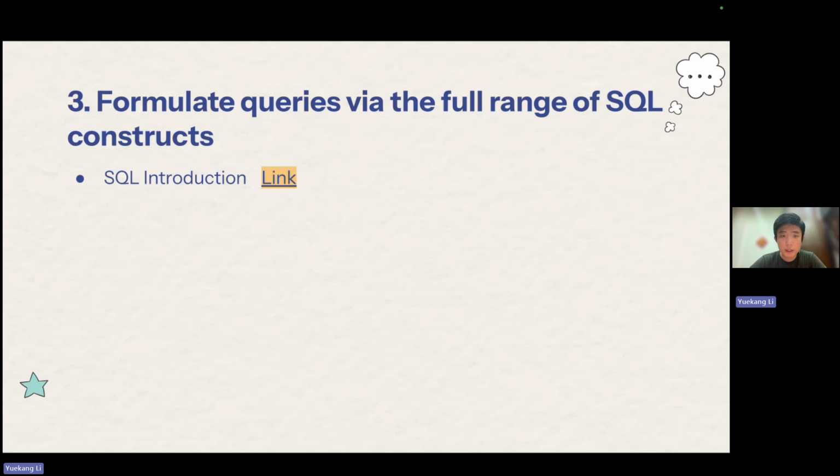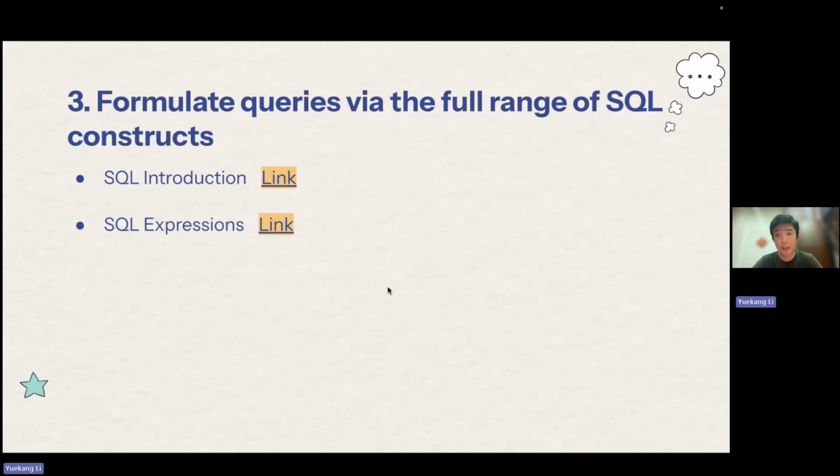The third learning outcome is to formulate queries via the full range of SQL constructs. And SQL is the most important topic in this course, and it has a lot of subtopics, so let's go through them. First, we learned some introduction of SQL. We learned the syntax. We learned the constants. We learned how to use string literals in SQL. So the introduction of SQL is here.